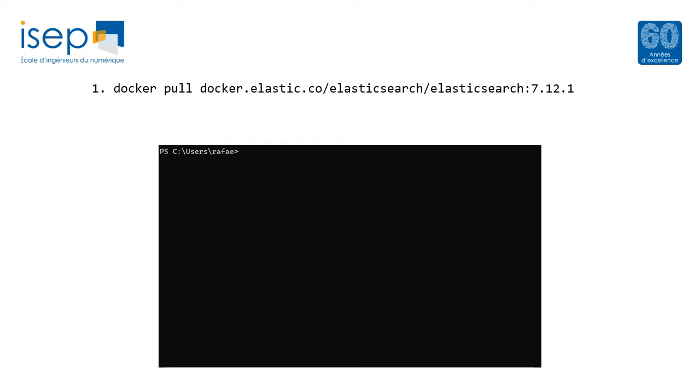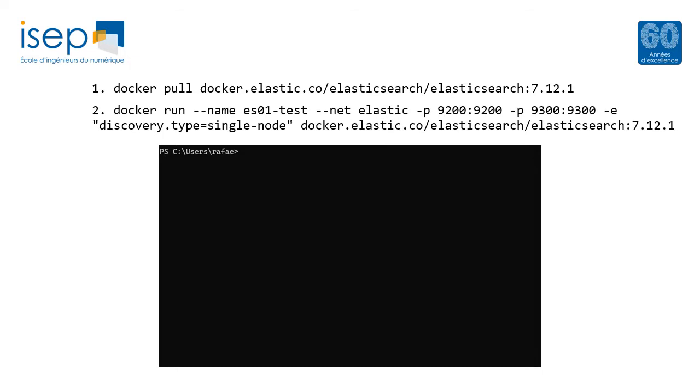For Elasticsearch, we're going to need two commands. The first one to get the Elasticsearch image from the repository, and the second one to run the container. We see in the last command that we give a name to the container, we specify the network we created, the ports for the container, the discovery type, and the image. Let's do it.